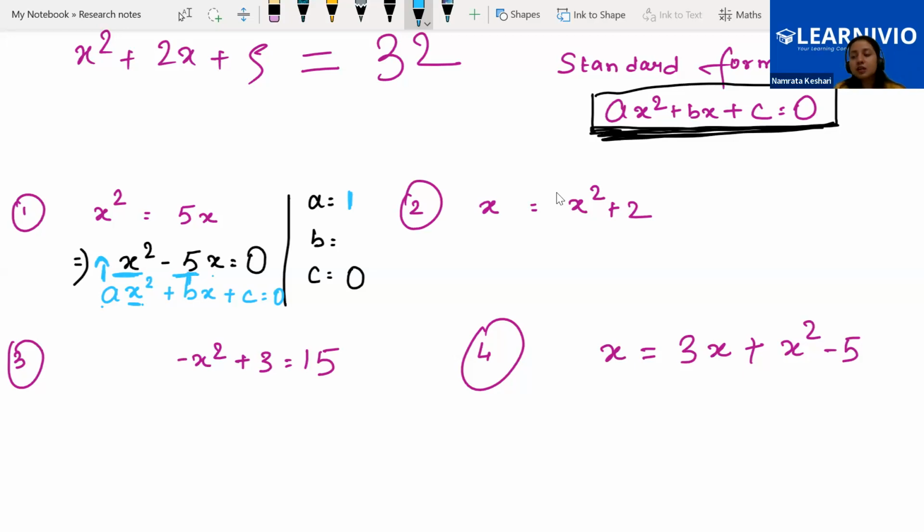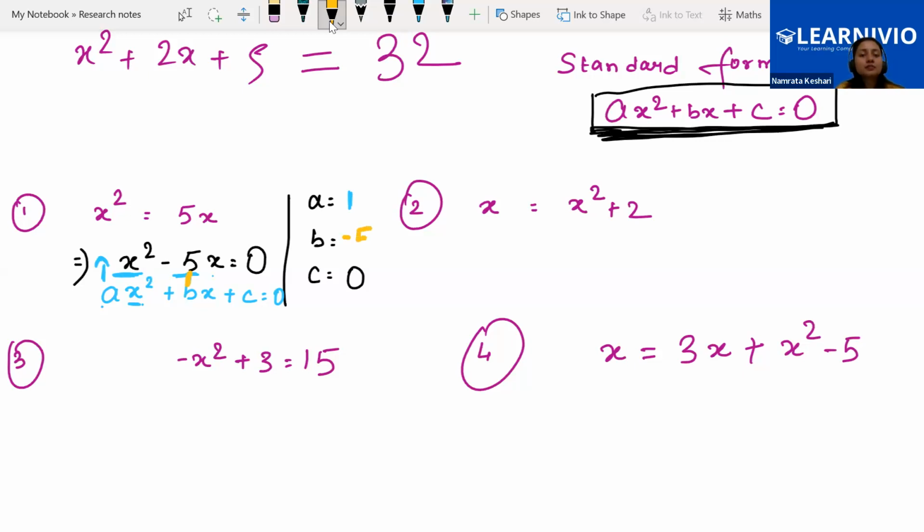B means, can you see who is sitting at the place of b? Can you see over here? What is B? 5. Just 5. It's not 5x, it's just 5. Whatever is multiplied with x, that's B. Now tell me, Abdul, is it plus 5 or minus 5? Minus 5. It is minus 5.